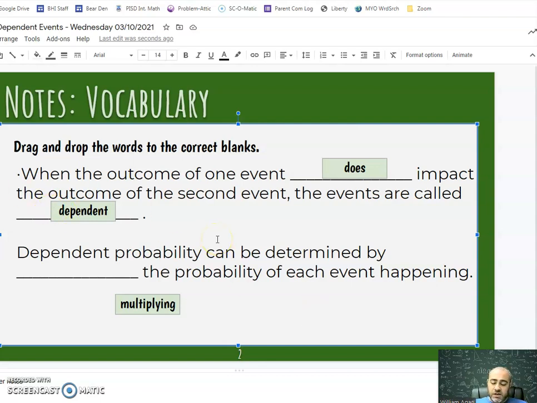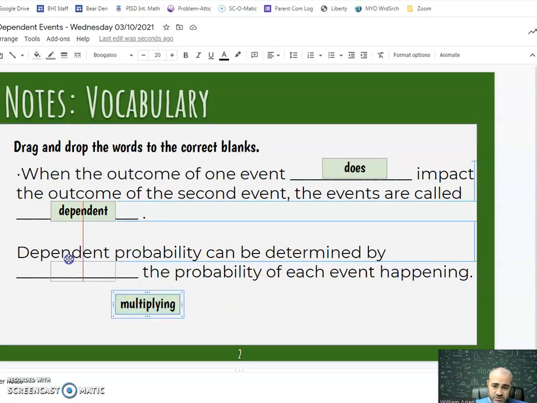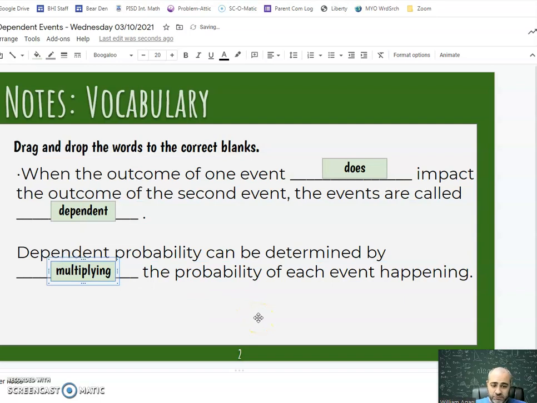But the dependent probability can still be determined by multiplying, so that doesn't change at all. It's still going to be find the probability of both events and multiply them together.